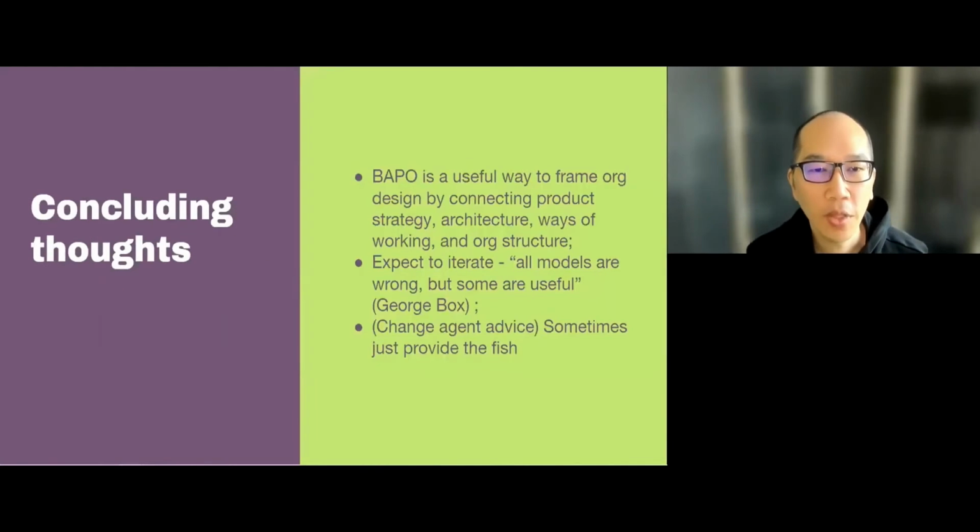Okay, so concluding thoughts, I think BAPO is a useful way to frame org design by connecting product strategy, architecture, ways of working, and org structure. From a change agent perspective, you should expect to iterate. All models are wrong, but some are useful.